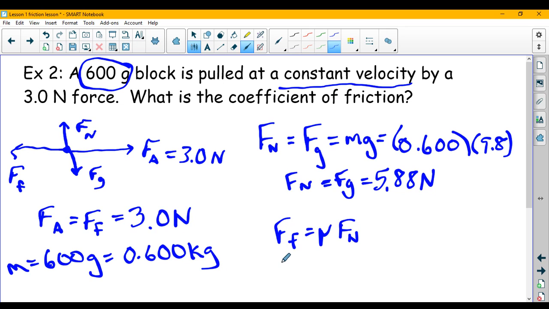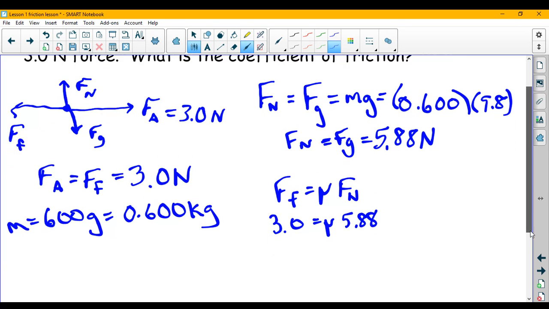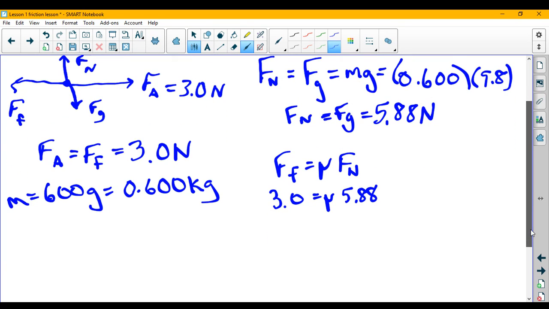So I know my force of friction is 3 newtons because it's the same as the applied force. I'm trying to find my coefficient. I know my normal force is 5.88. So all I have to do is divide. Now you'll notice I get a decimal, but I should, because remember, the coefficient of friction is really just telling me the percentage of the normal force, which is being converted to friction due to the slipperiness or the smoothness of the surfaces. And it tends to be a decimal because it tends to be less than 100% because it is a percent in decimal form.